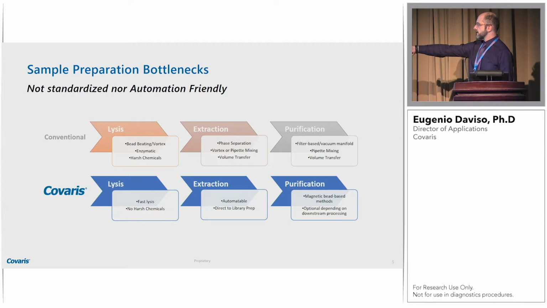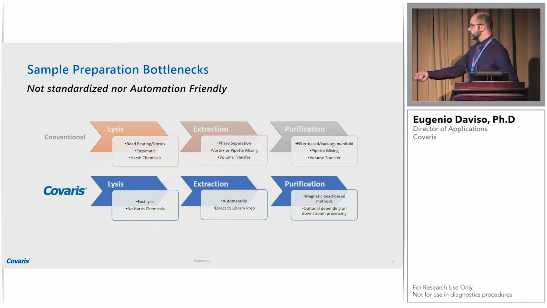So if you look at the conventional lysis methodology for cells, we have bead beating, vortexing, enzymatic, or using chemicals. Then you have an extraction that is through phase separation. You have, again, vortexing or pipette mixing, volume transfer, and then a purification, filter-based, using vacuum, using membranes, pipette mixing, or volume transfer.